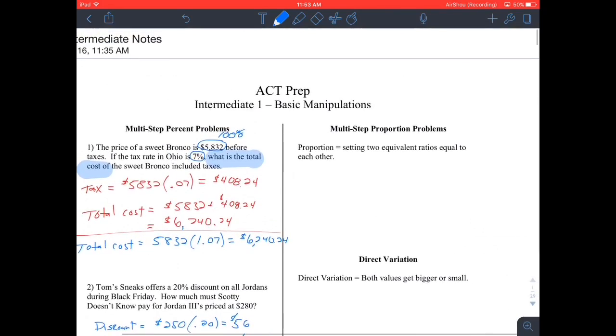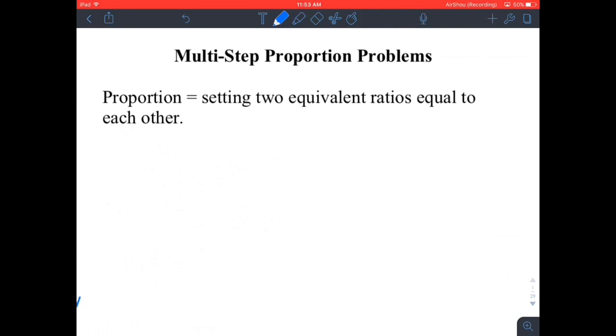Let's look at some multi-step proportion problems. First of all, what is a proportion? Essentially, a proportion is setting two ratios equal to each other. So for example, let's say that 1 out of every 2 people in this classroom are girls. And let's say that there are 50 girls in the class. That must mean there are 100 students total. 1/2 is equivalent to 50 over 100.